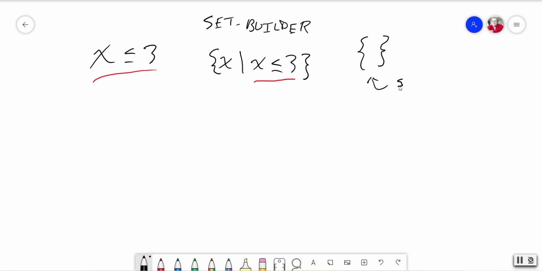And x slash, and I think one day that I was doing this on the board at school, I put a colon in instead of a slash. I don't know what I was thinking. This means x so that, or such that. So the way you read this, technically speaking, is x so that x is less than or equal to 3.